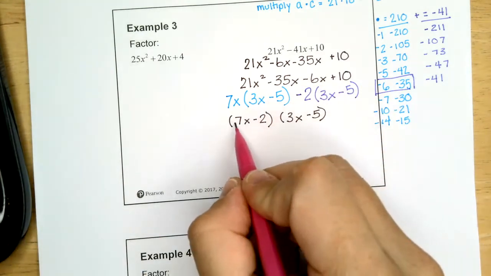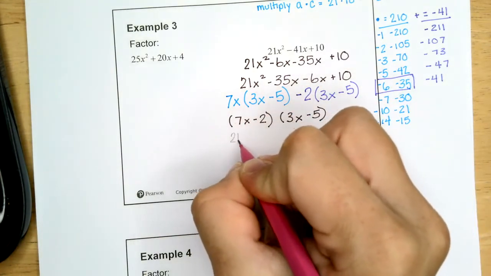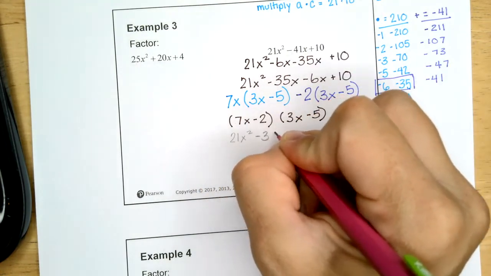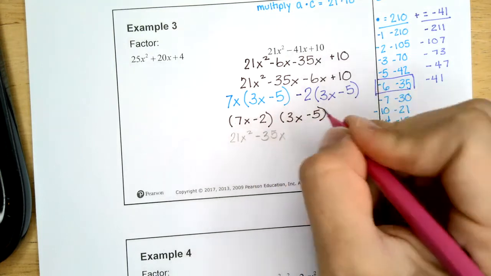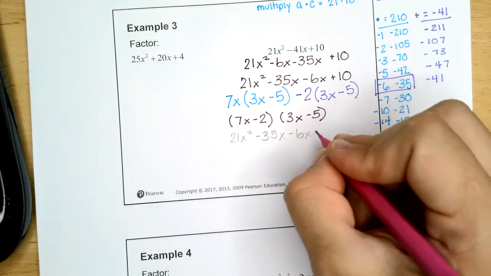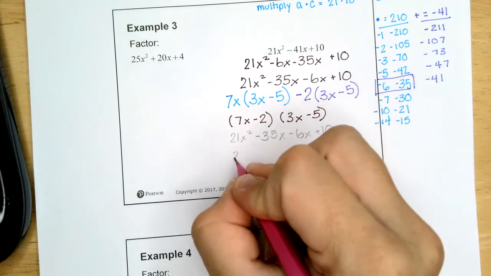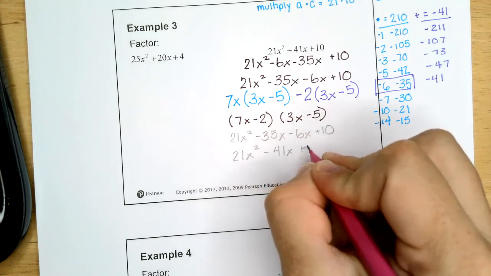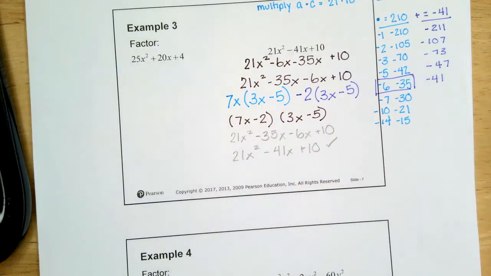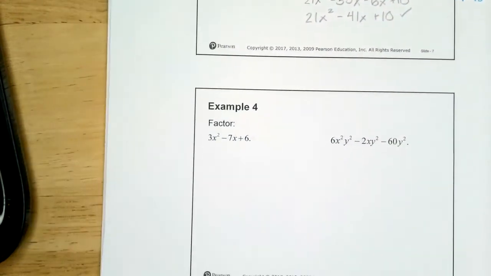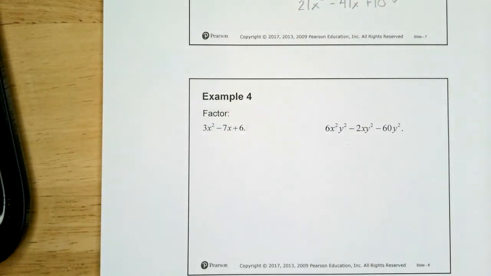Let's check our answer. 7x times 3x would give you 21x squared. 7x times negative 5 is negative 35x. Negative 2 times 3x is negative 6x. Negative 2 times negative 5 is positive 10, which becomes 21x squared minus 41x plus 10. So that one is correct. That was a hard one. Let's keep going. Do not worry.